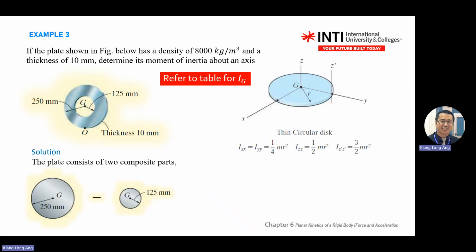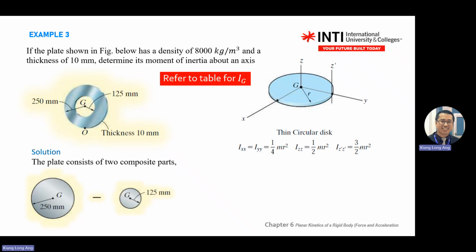Now refer to table IG. This is table IG. The formula here is IG plus MD squared. There's no D there, straight away on the center of gravity. There's no D, D is 0 here.